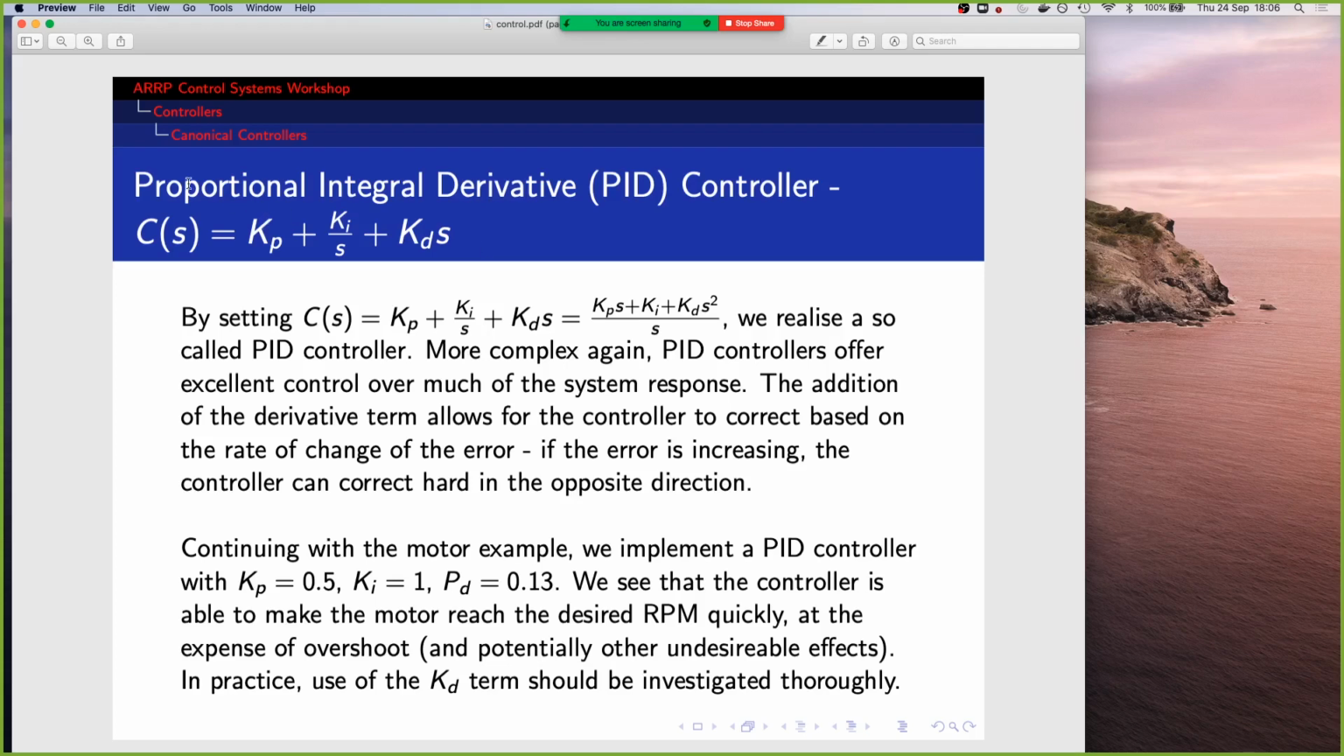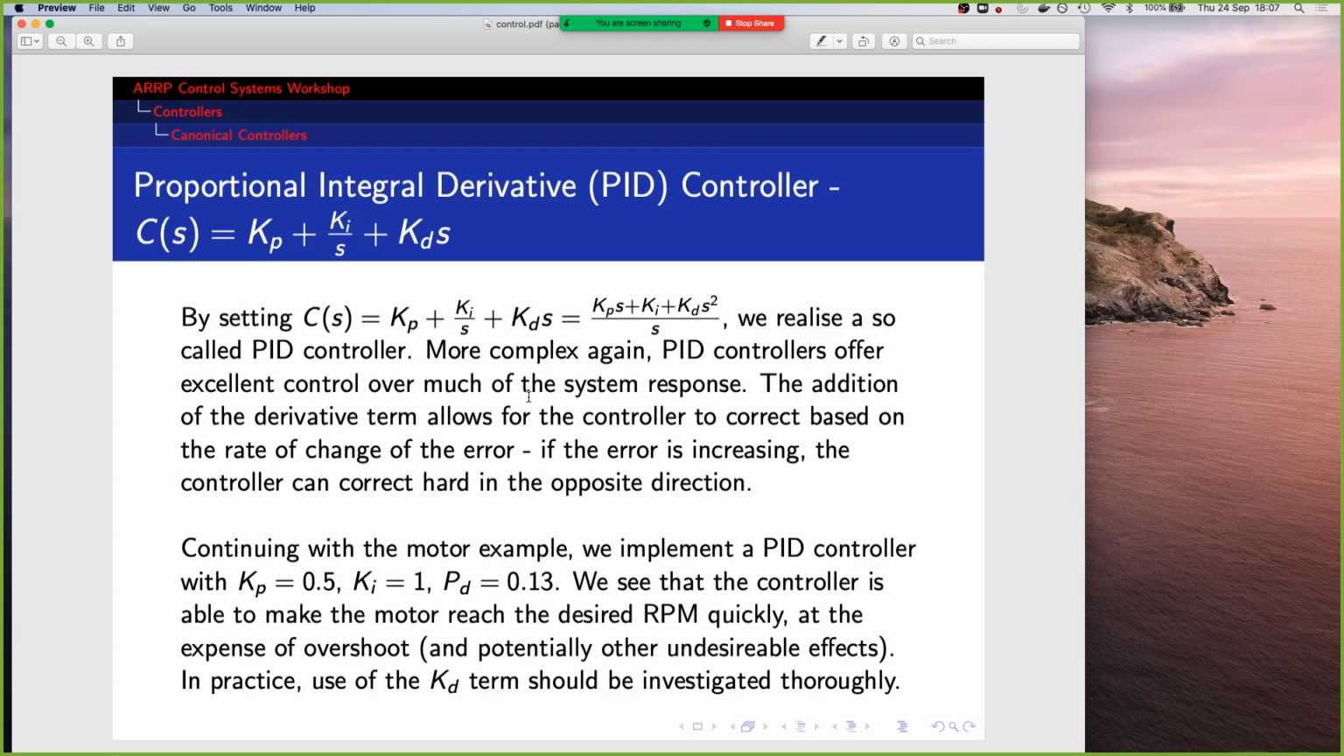So the last one is this idea of PID, or proportional integral derivative controller, and our controller has this form here, Kp plus Ki on S plus Kd times S. So remembering back, S we refer to as a derivative, or differentiator, so that's why it's called this. It's again more complex, and they can offer quite excellent control over the system response. And the derivative term allows the controller to now correct based on the rate of change of that error.